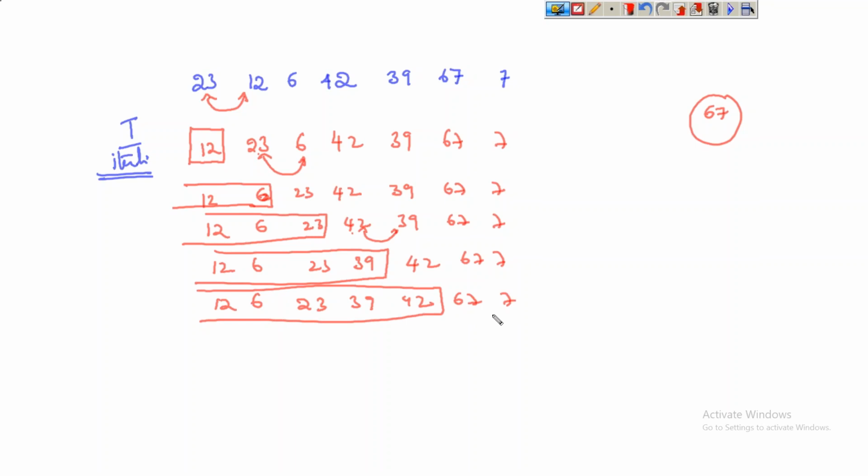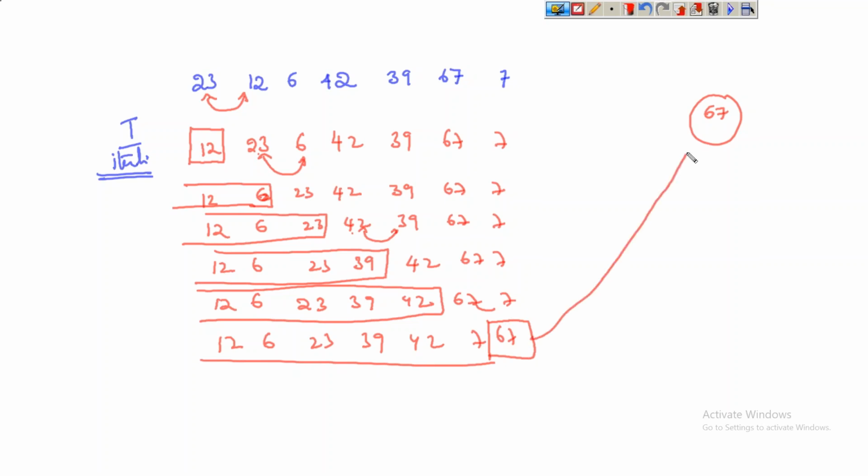Now compare 67 and 7. Which is larger? 67 is larger. Now swap these two. So it would be 12, 6, 23, 39, 42, 7, and 67. Thus done. By the end of the first iteration, 67 came to the last position. That's it. This is one iteration, guys. Only one iteration. Is it clear, guys? Now, is it fine how the data is getting sorted here? Any questions on this, guys?